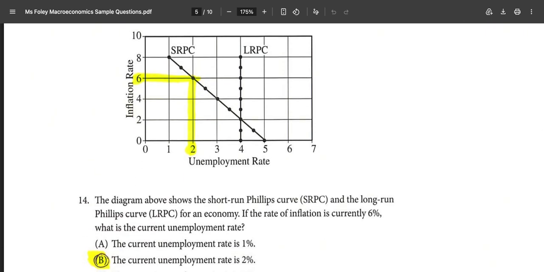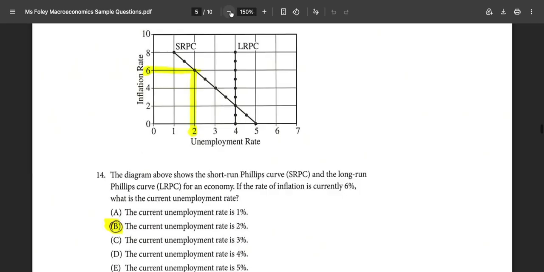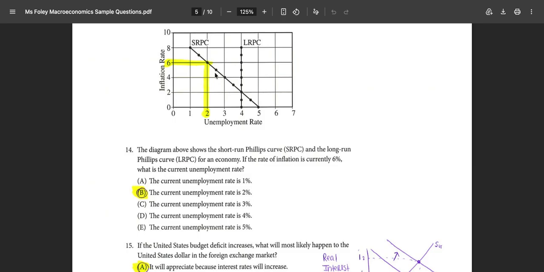Number 14, we've got a Phillips curve for number 14. The diagram above shows the short-run Phillips curve and long-run Phillips curve for the economy. If the rate of inflation is at 6%, what is the current unemployment rate? All I have to do is see where inflation is 6, which I highlighted on the graph, and I bring that down to the unemployment rate, and ta-da, it is 2%.